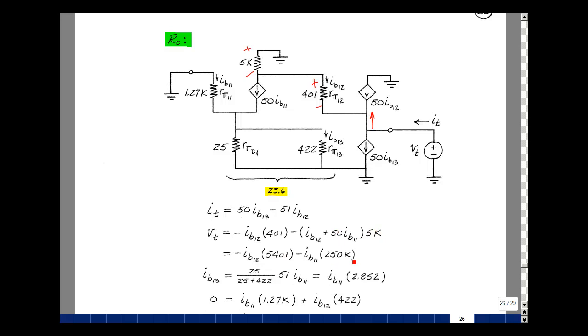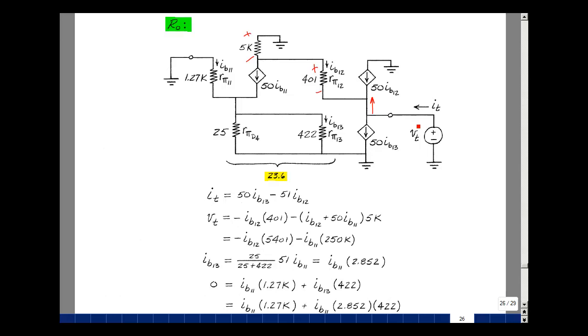Same equation we had on the previous page, but for a different part of the derivation. I've got this V test here in terms of IB12 and IB11. I've got this in terms of 13 and 12. Let's get something in terms of IB13. I'm going to again use this current divider.